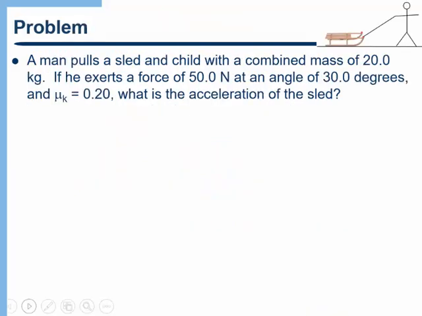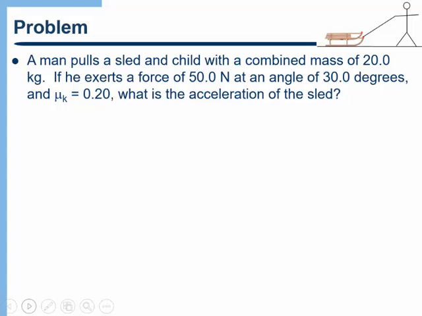A man pulls a sled and a child with a combined mass of 20 kilograms. If he exerts a force of 50 newtons at an angle of 30 degrees and the coefficient of kinetic friction is 0.20, what is the acceleration of the sled? Once again, we always want to make sure that we're following those steps that I laid out in a previous video for solving Newton's law problems.